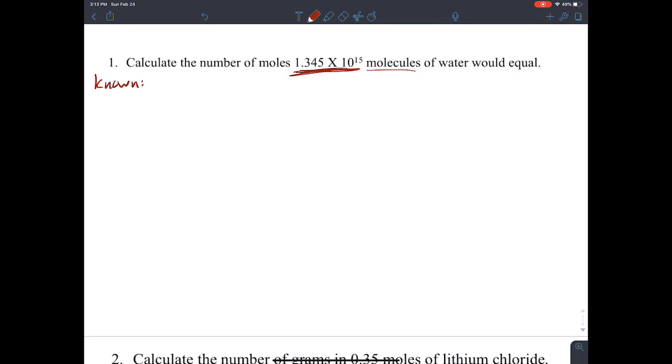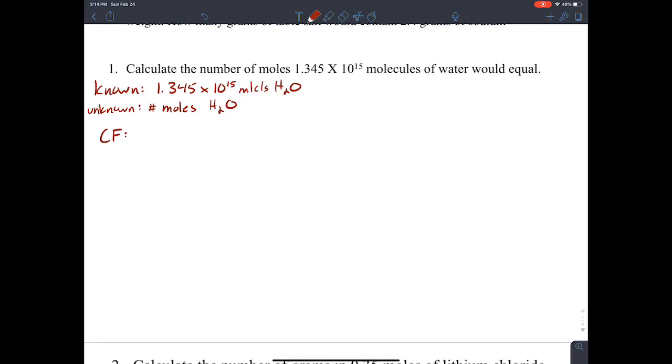We have this many molecules of water: 1.345 times 10 to the 15th molecules of water. Good stuff. Our unknown, our needed, what we're trying to find, is going to be what you're asked to do. So calculate the number of moles of water. Now we've got to figure out what we're going to use to get between these things.